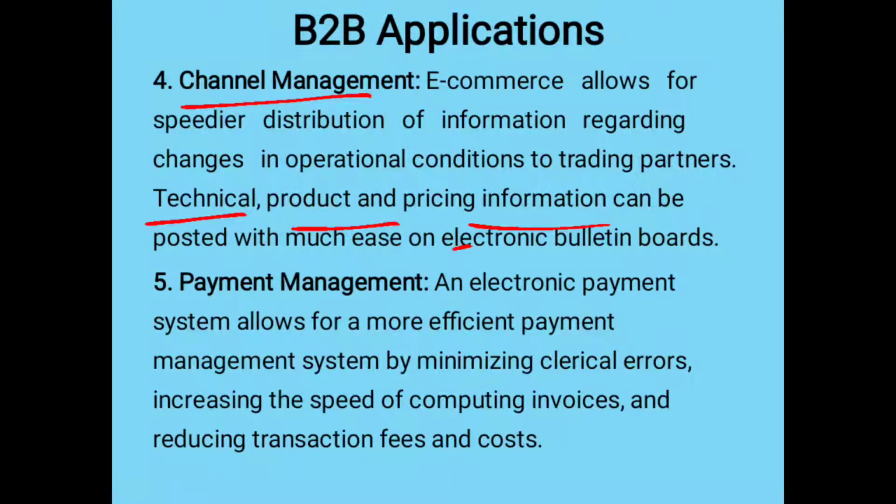Then payment management. An electronic payment system allows for a more efficient payment management system by minimizing clerical errors, increasing the speed of computing invoices, and reducing transaction fees and costs. Today, payment management has become much easier through e-commerce, and all the entries are maintained very well. Therefore, even in business to business transactions, payments are done through websites. So these are the applications we can have in business to business transactions.